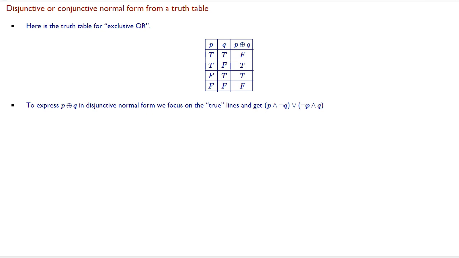Let's first go for disjunctive normal form. For disjunctive normal form, we look at the true lines, and we say this is either P is true and Q is false, or the other true line, P is false and Q is true.